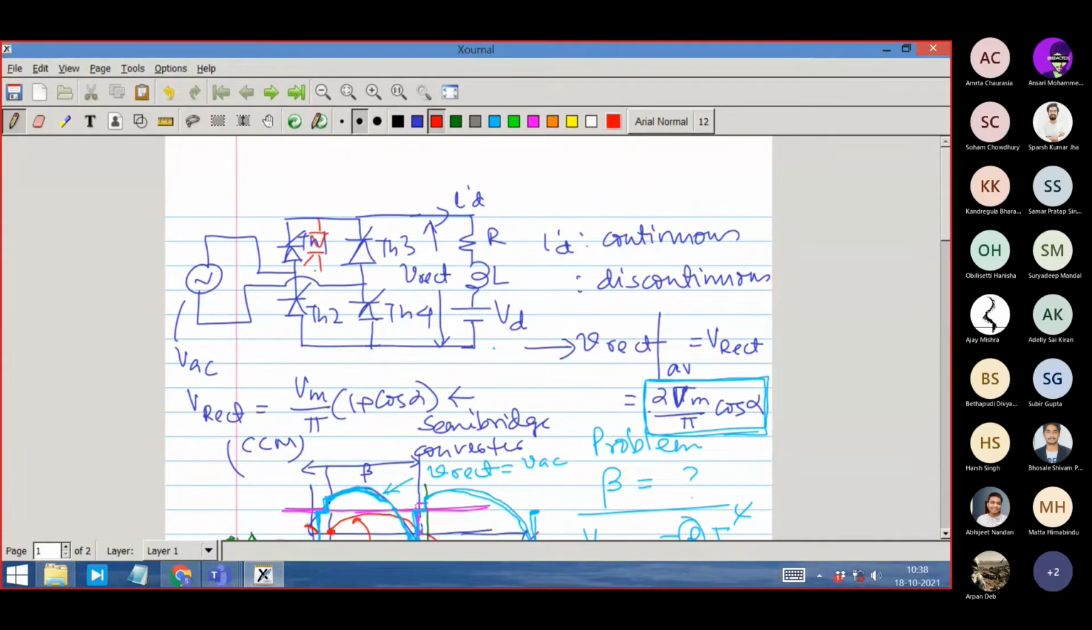So that is not what I am talking about. It is a forward converter. It is only a 1-bridge converter, but it can have bidirectional power flow. Power flow is bidirectional because Vrect can be negative. Right, Vrect can be negative. If alpha is greater than 90 degrees, then Vrect becomes negative in continuous conduction mode.